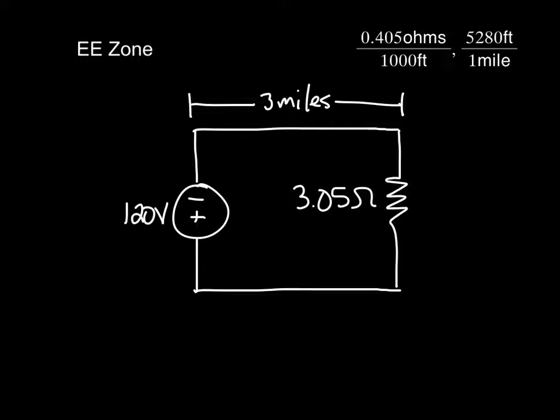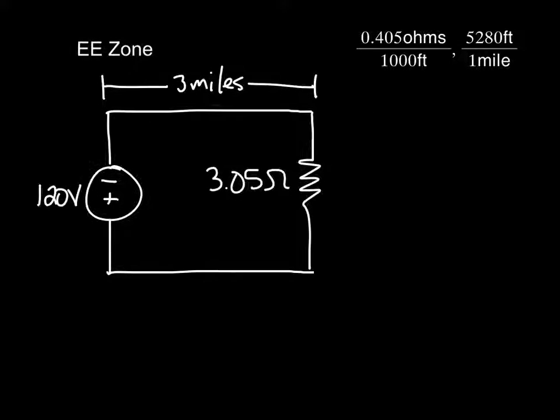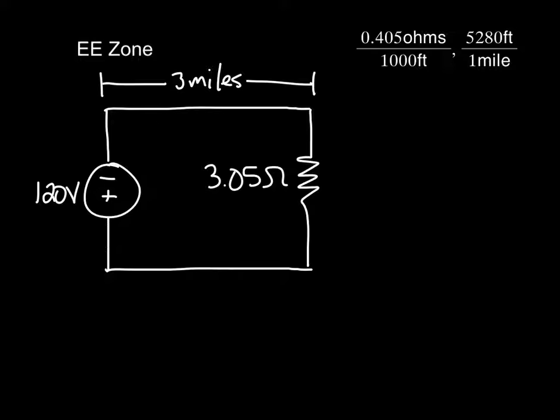So let's go ahead and get moving on that. Move this out of the way. And first, we've got 3 miles of material. We need to put that in terms of feet because this conversion ratio is ohms to feet, so we need to have feet. So let's go ahead and do those calculations.